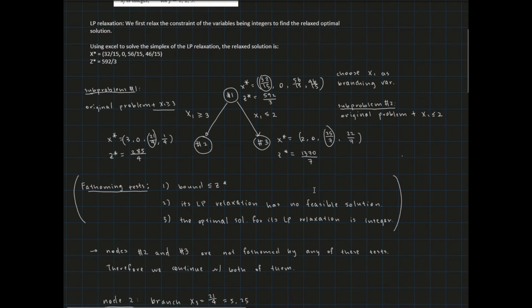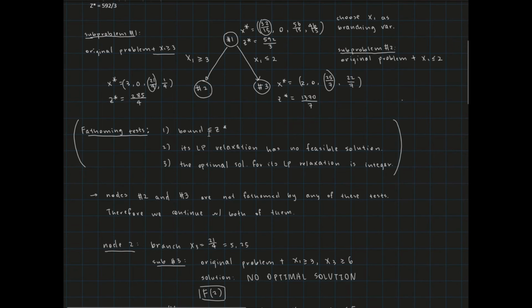And now I want to bring into focus our fathoming test that we use to evaluate whether or not our solution is truly optimal, or maybe it's fathomed. And we're going to apply each of these fathoming tests to every single node. So fathoming test number 1 is that, for a maximization problem, the bound is less than or equal to the current incumbent, or the current optimal z value. In this case, it doesn't really apply because we don't have a current incumbent quite yet, so we're going to look at 2 and 3.